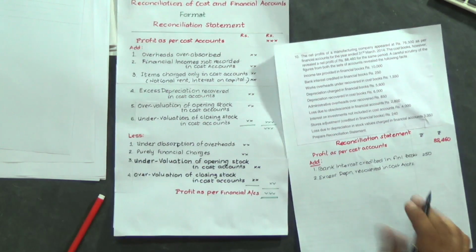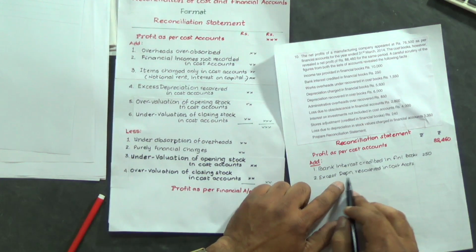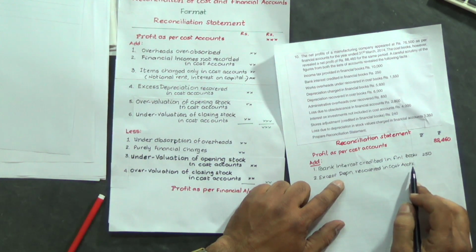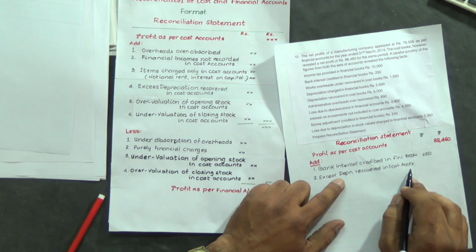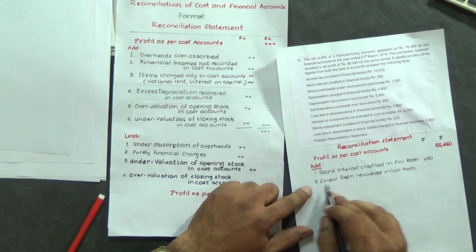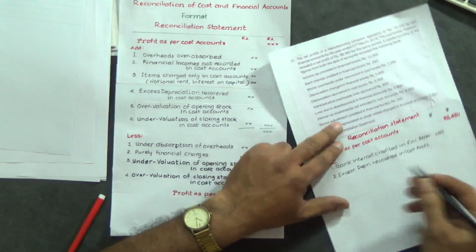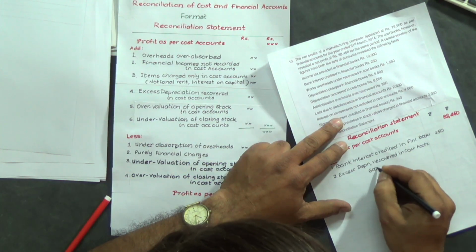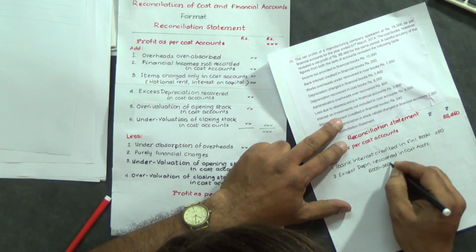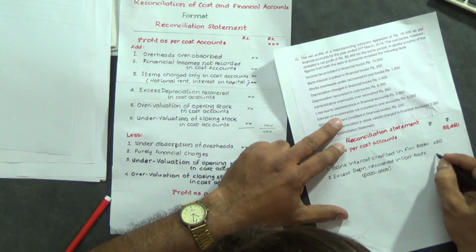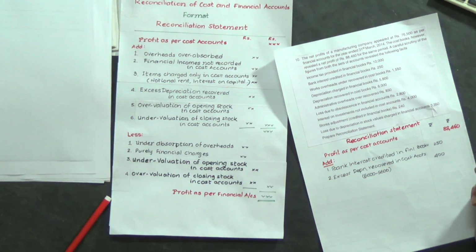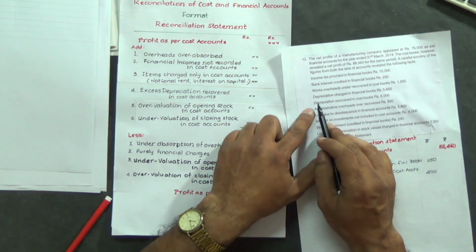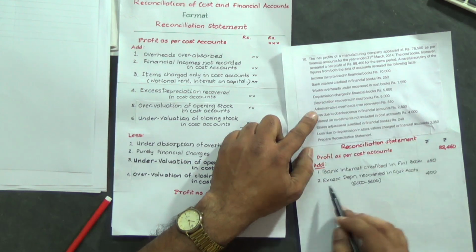And you might be worried if I'm going to use abbreviations like this, depreciation accounts, whether you're going to get full marks. Don't worry, even if you write like this, you're going to get full marks. So excess depreciation recovered in cost accounts, that is 6,000 minus 5,600. This 400 is excess depreciation recovered in cost accounts.